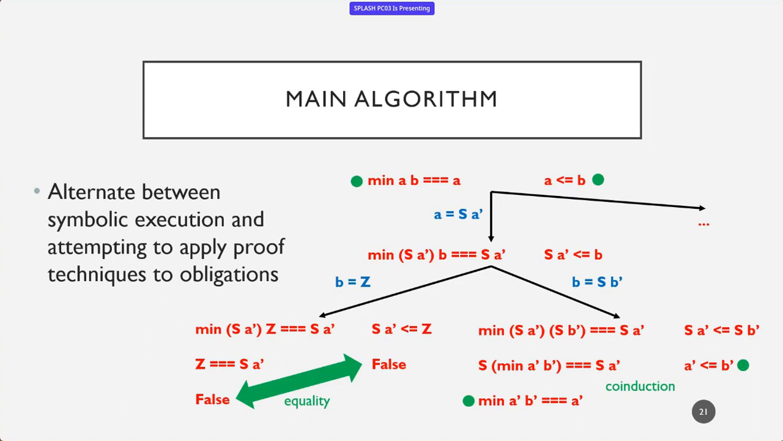And we keep repeating this process over and over again until we discharge all proof branches, in which case we say they're equivalent, or we find a counterexample, in which case we say they're not equivalent, or we run out of time or hit a specified loop iteration limit, in which case we say that it's inconclusive.